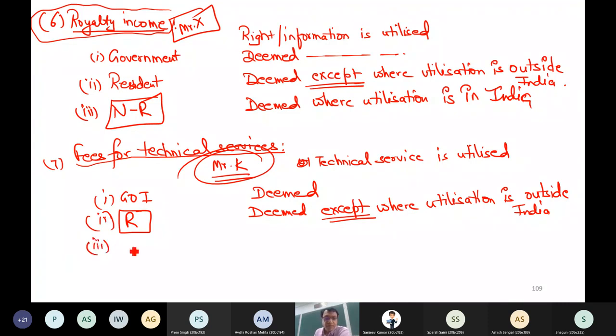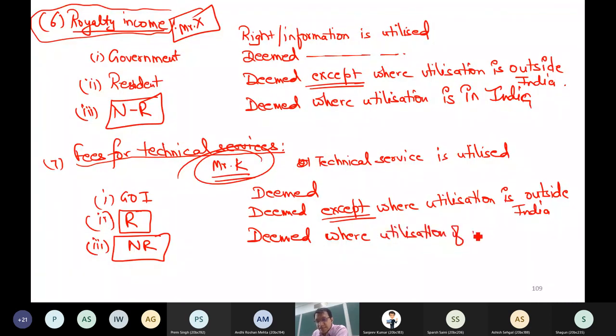Third, non-resident. Never treated as deemed to accrue or arise, except in one case where it is treated as deemed to accrue or arise. What is that one case? Where utilization of my technical service is within India. That's it. With this, my section 9 is over, where I have told you the cases where incomes are deemed to accrue or arise in India.